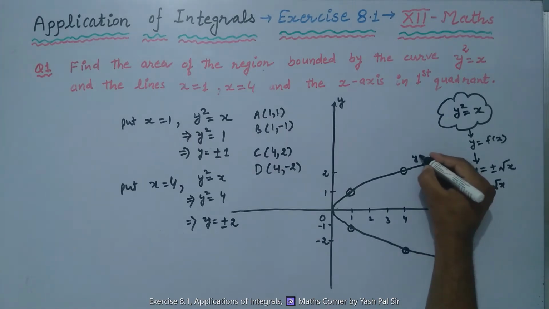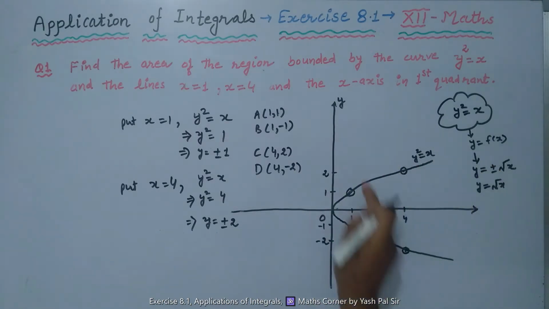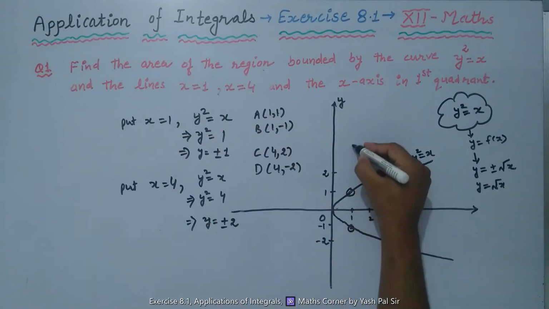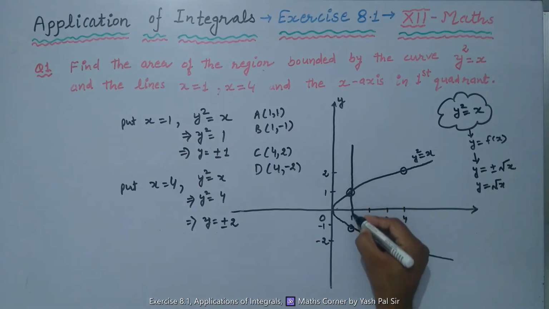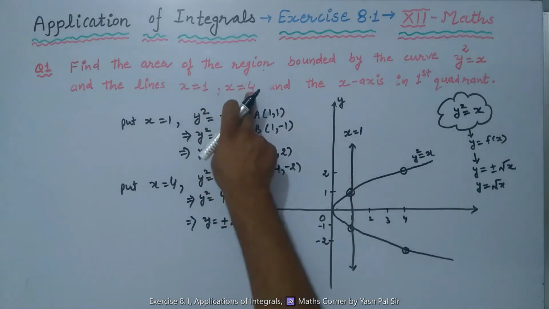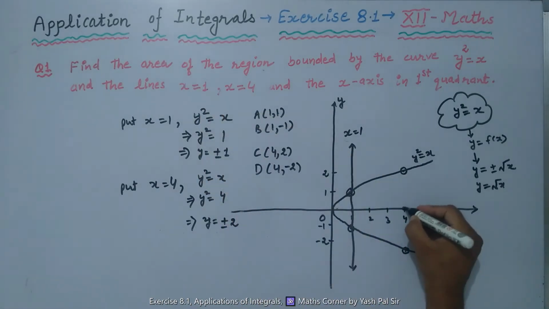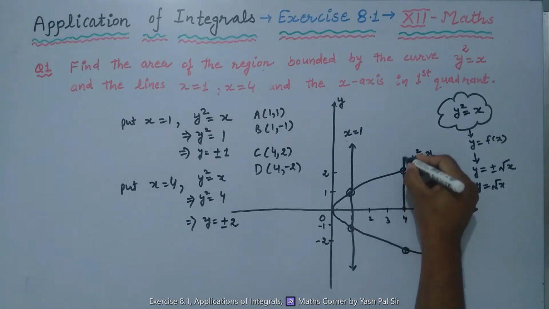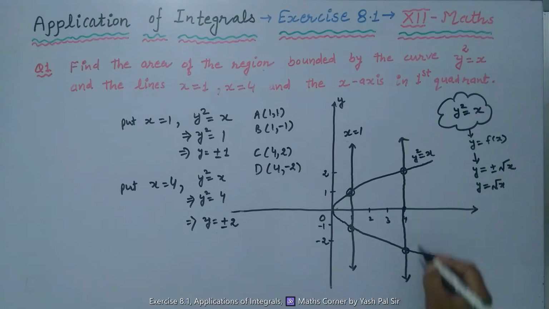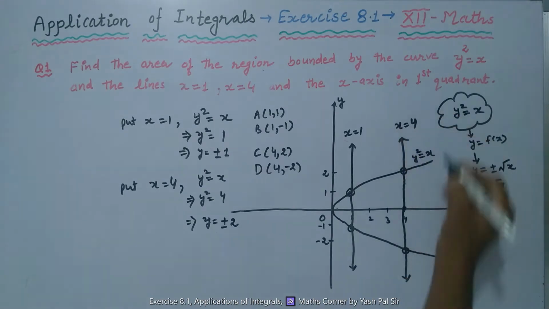So y square is equal to x. This is the curve. So second time x is equal to 1, this will be the line parallel to y axis. Name of this curve is x is equal to 1. X is equal to 4 is another line which passes through x is equal to 4 parallel to y axis. So x is equal to 4.